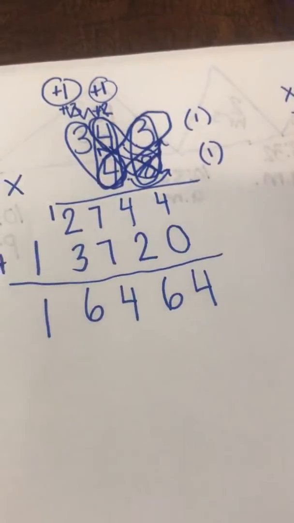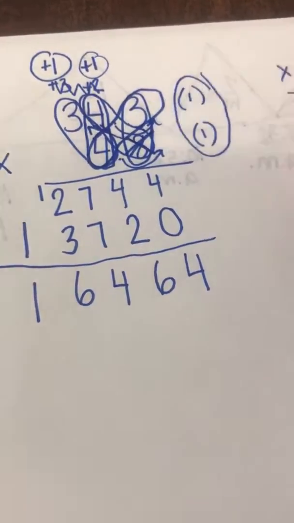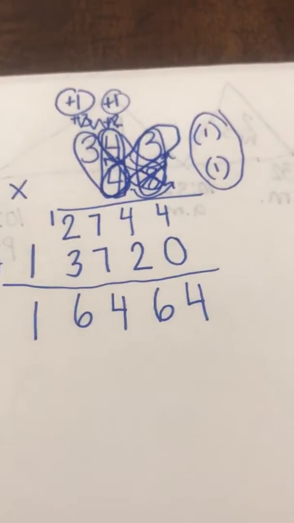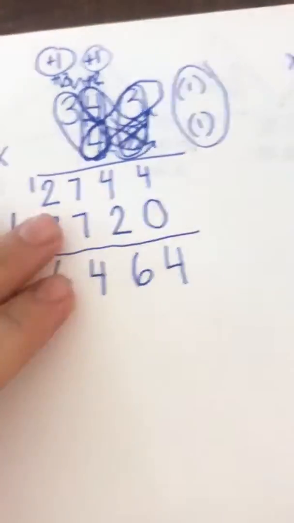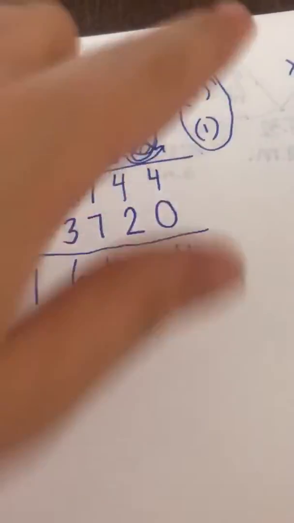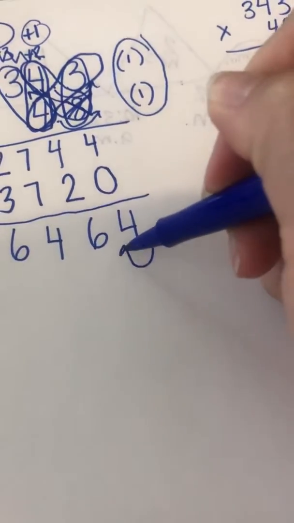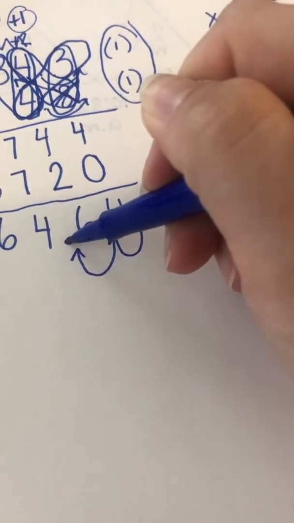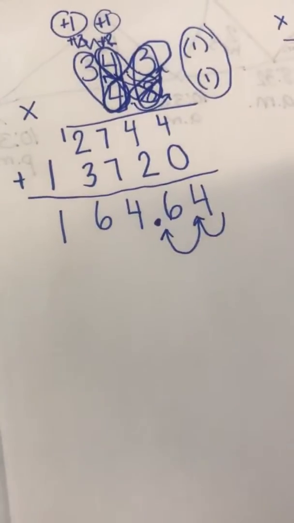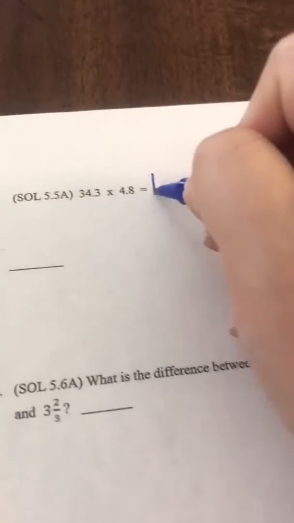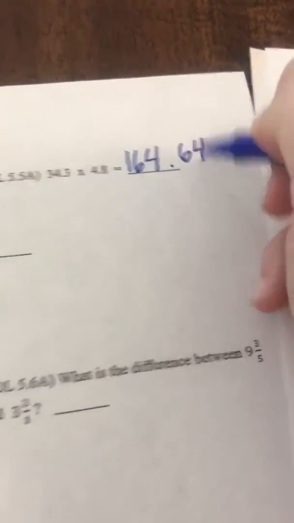Now, this is the most important part, is that you were actually multiplying with decimals, not whole numbers. So if you were multiplying with decimals, and let's say you bumped them out to make your multiplication easier for you, you have to remember to put them back in. So I have 2 places that I need to put my decimal back in with. So here's 1, 2. And then I'm going to put the decimal back in appropriately. So the answer is 164 and 64 hundredths.